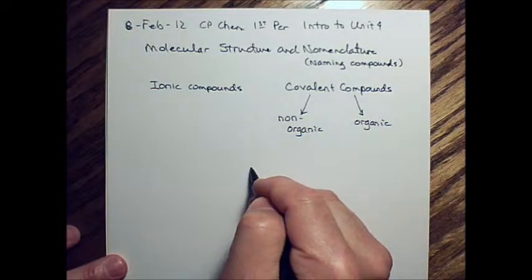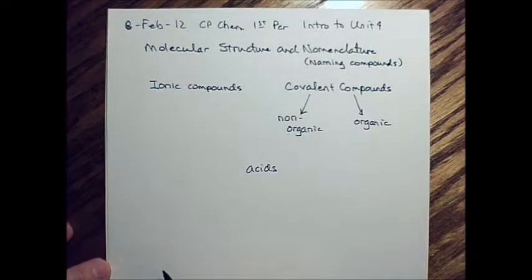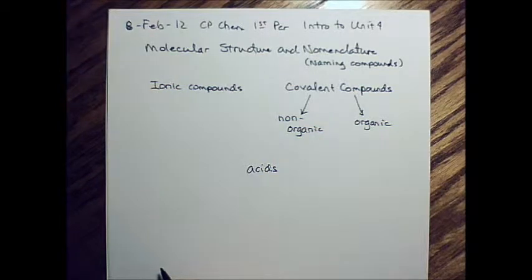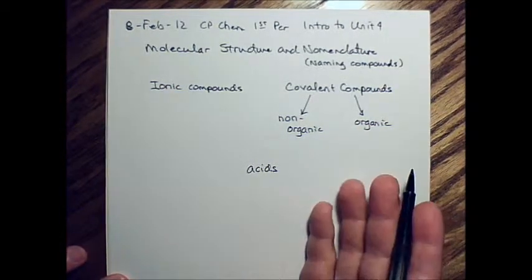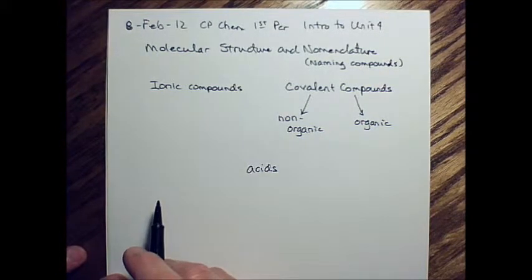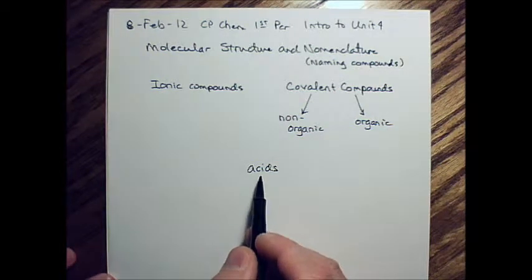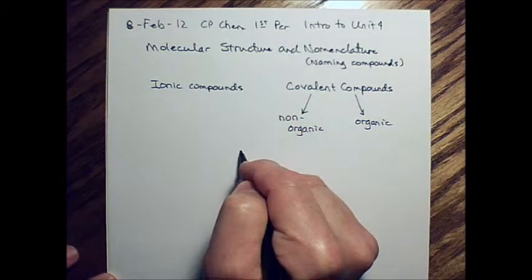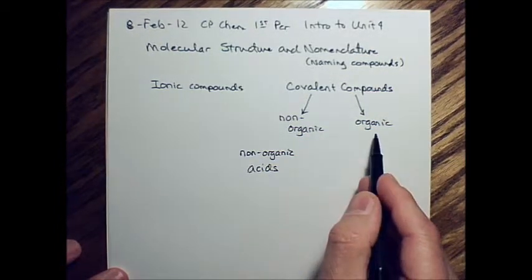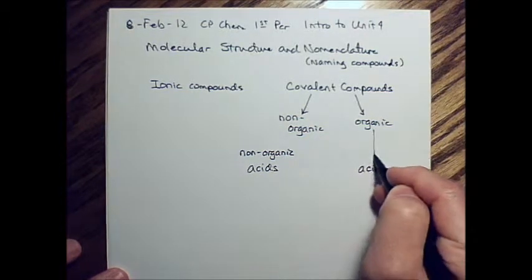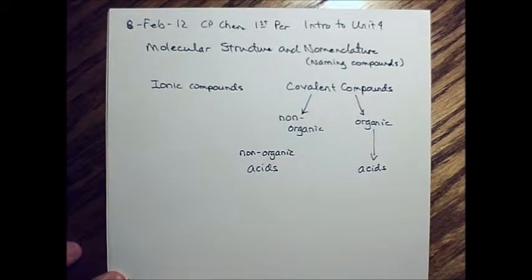And then we have acids. Acids are not quite ionic compounds and not quite covalent compounds. Sometimes they're one, sometimes they're the other, so they have a different naming system. These particular acids are the non-organic acids. There are organic acids, which get named in the organic compounds system. The non-organic acids get named using something similar to the ionic compound system, but they're not really ionic and not really covalent.